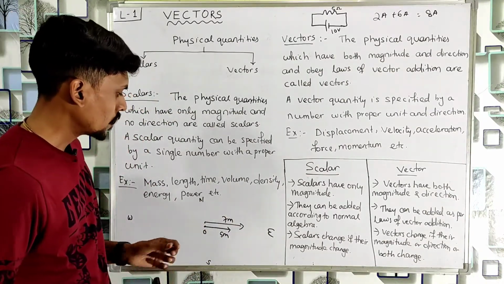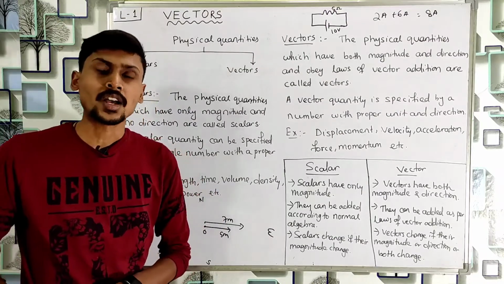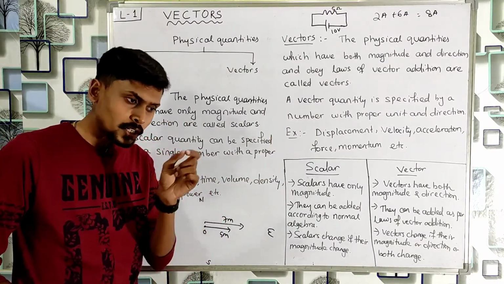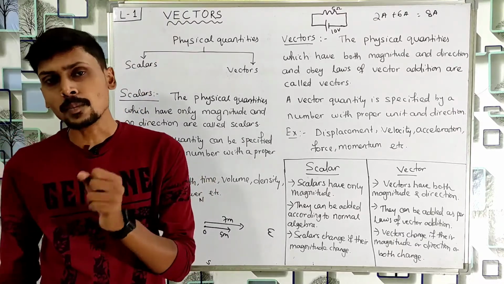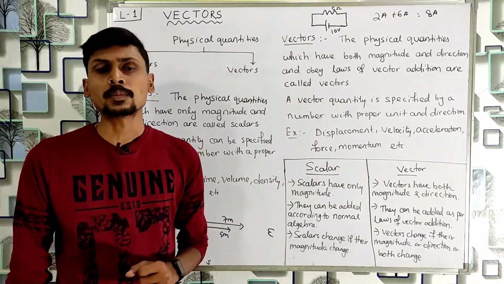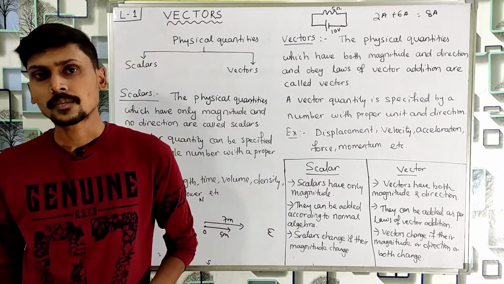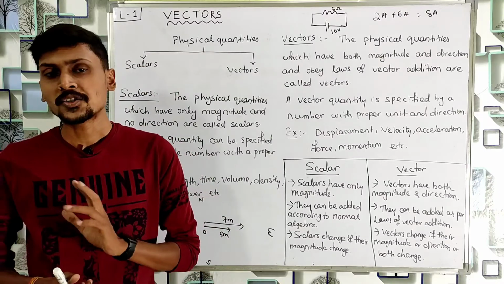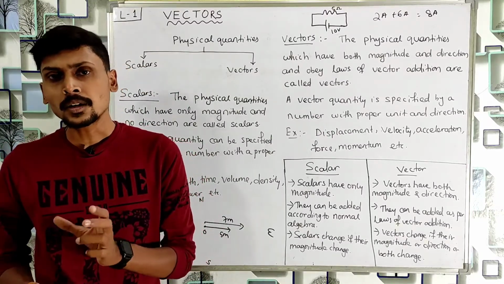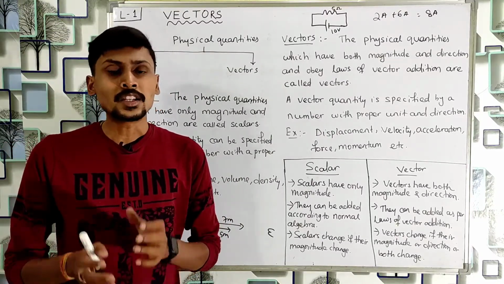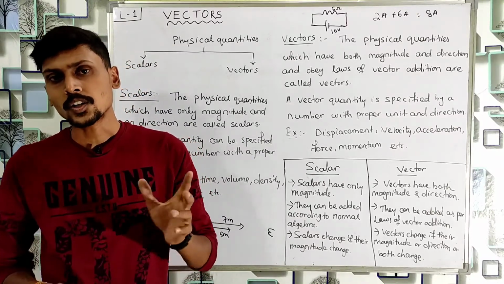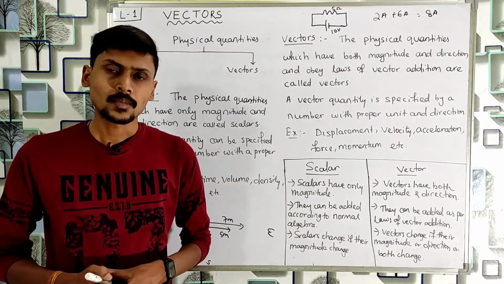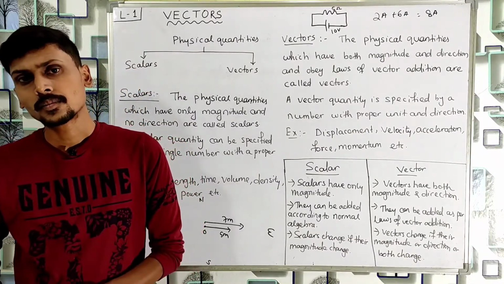So here the two displacement vectors have the same direction, that is towards east, but the first displacement vector has magnitude 5 meter and the second displacement vector has magnitude 7 meter. So these two displacements are different. They are not same. They are not equal. 5 meter towards east is different from 7 meter towards east. So here by changing the magnitude we have changed the vector.